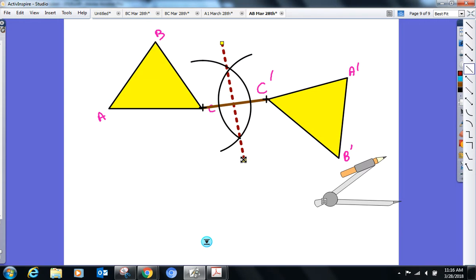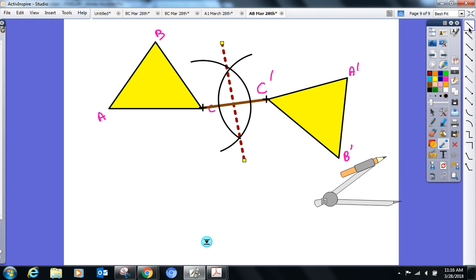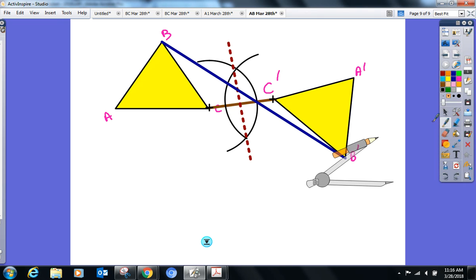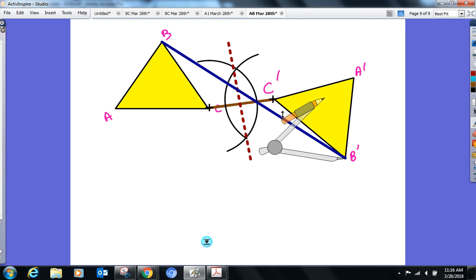Do it for another pair of corresponding vertices. Same exact thing, do the perpendicular bisector for it, and where they intersect. So if I go B prime now, hopefully I can open this up wide enough. That doesn't look halfway yet. I'm gonna have to go with it.